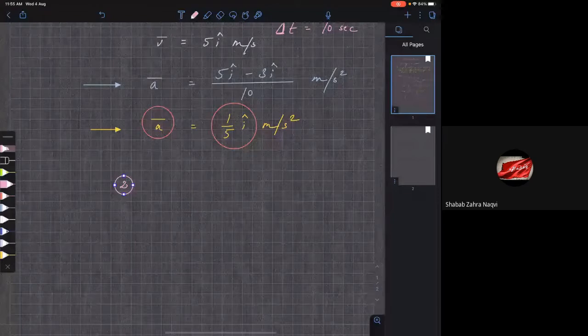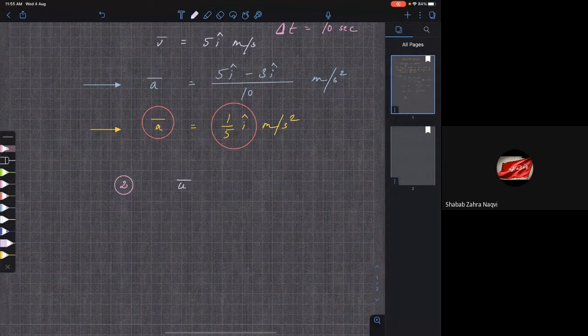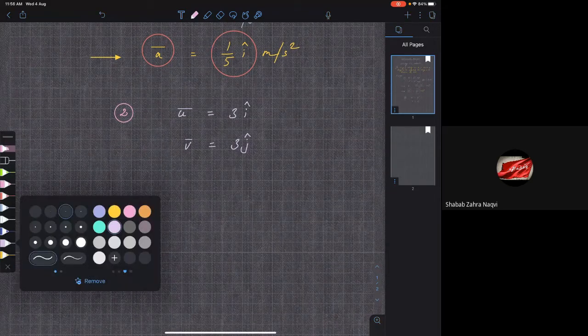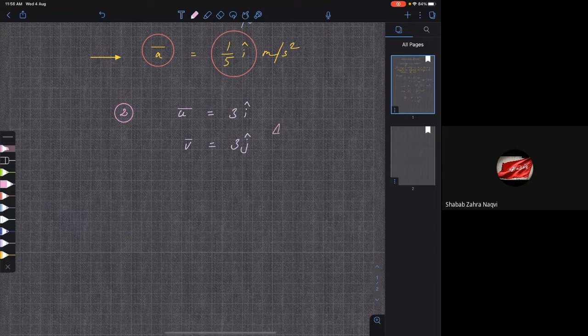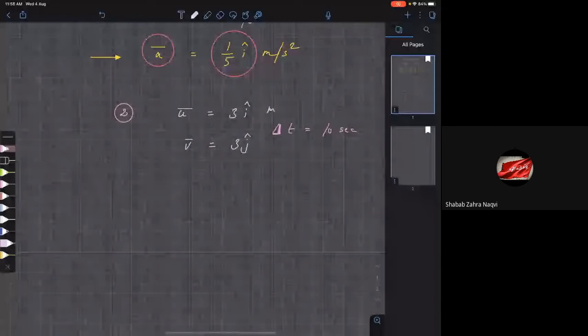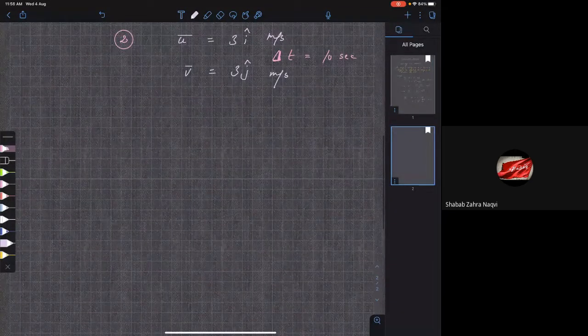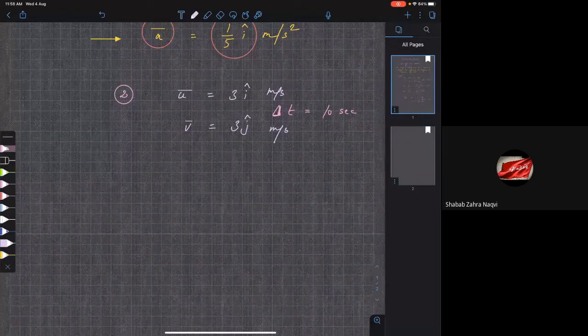U bar equals 3 i cap, V bar equals 3 j cap. Delta t is again 10 seconds, and the units are meters per second. Now, can you see that the magnitude is not changing? Only the direction is changing. Clear? So, what is acceleration?